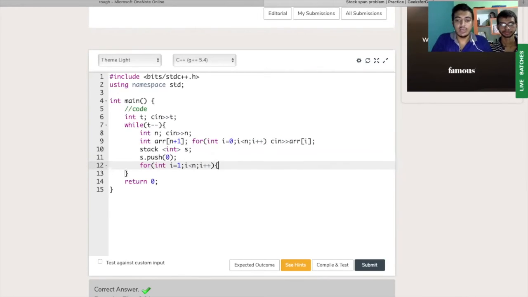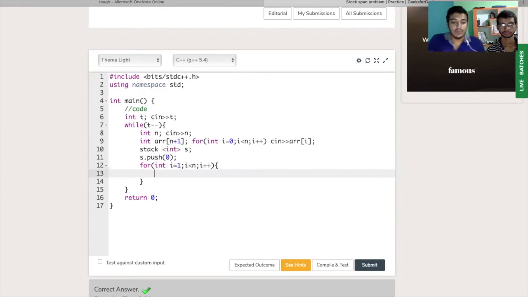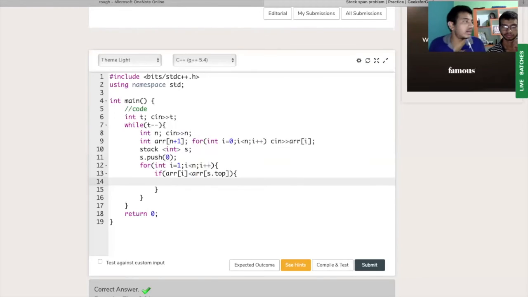To the last index, and we check whether array of i is less than array of s.top, right? Because notice that the stack includes the indexes only, not the elements. So that's why I'm doing array of s.top. If the current element is less than the top of the stack, what do we do? We simply push that element into the stack, not that element, the index of that element. So s.push(i) only, not array of i.